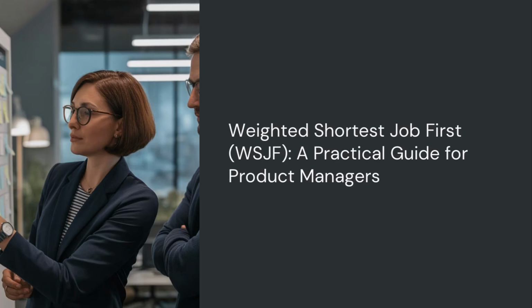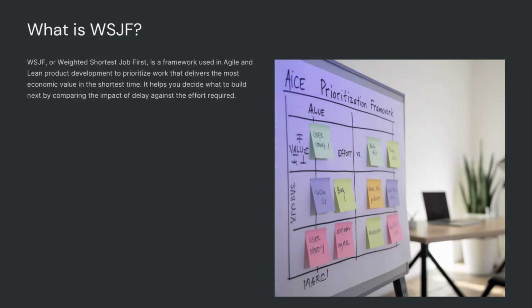Okay, let's unpack that then. From the very beginning, what is WSJF exactly? I get that it's a big deal in agile and lean product development circles. That's right. That's its home turf. Its core purpose, really, is prioritizing work to maximize the economic value you deliver in the shortest time possible. Think of it as a disciplined way to decide what to build next. It forces you to weigh the cost of delaying something against how much effort it takes to actually do it. It's fundamentally about being smart with your team's time and resources.